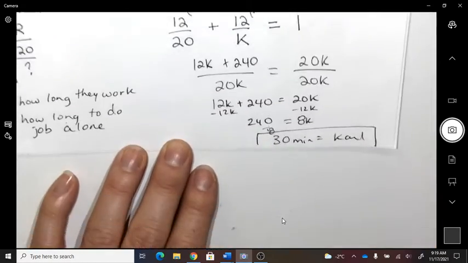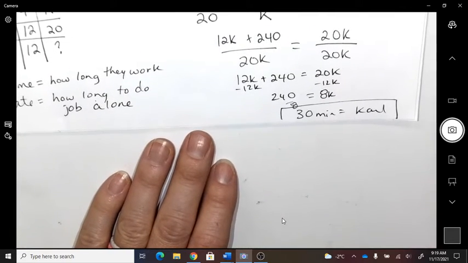So if Carl worked alone, it would take him 30 minutes to do the yard. So he's slower than Jeremy.